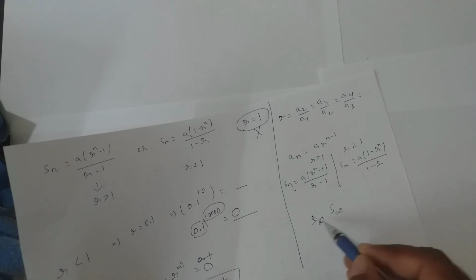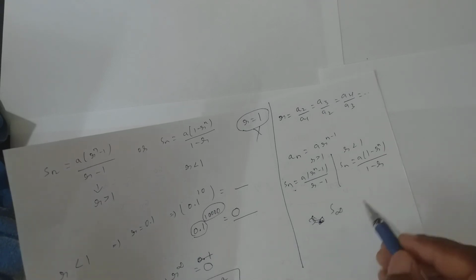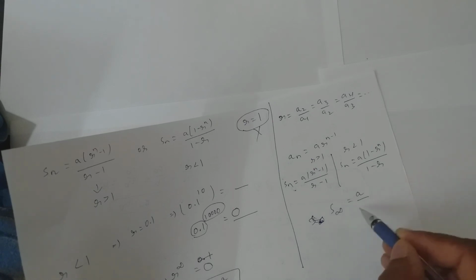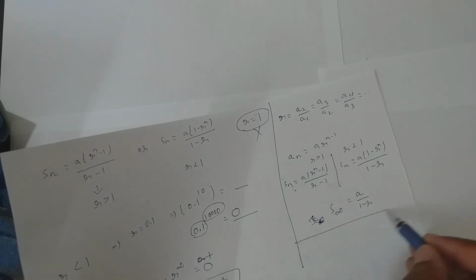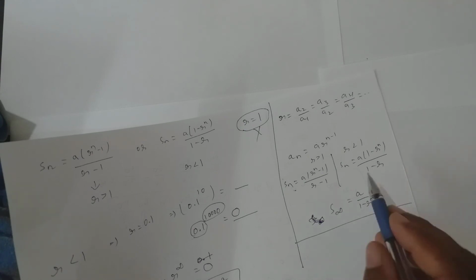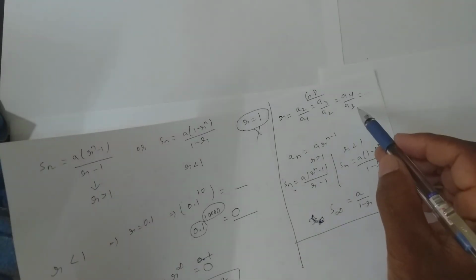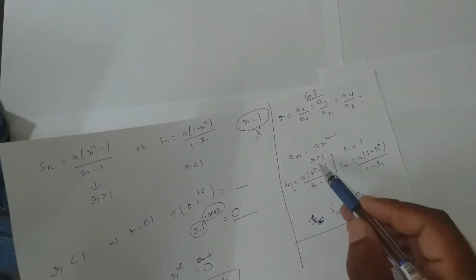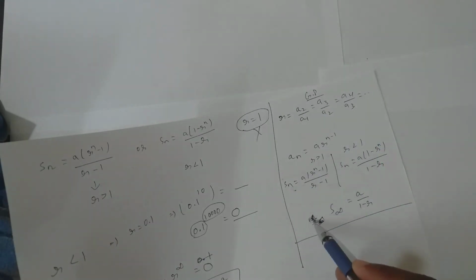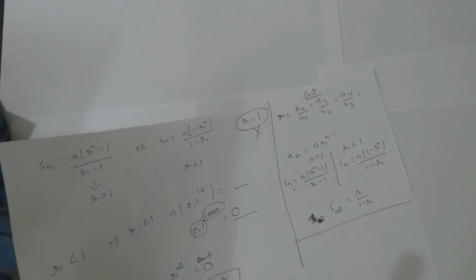S infinity, the sum of infinity terms. Clear? The formula is A by 1 minus r. All these formulas you should know in geometric progression: the common ratio r, the An formula, the Sn formula and S infinity. Am I clear with geometric progression? Let us do sums on geometric progression in the next video.